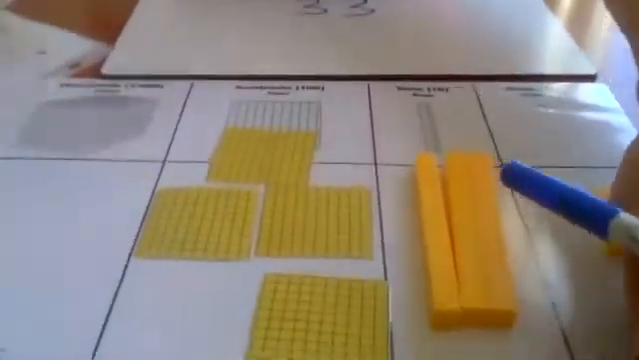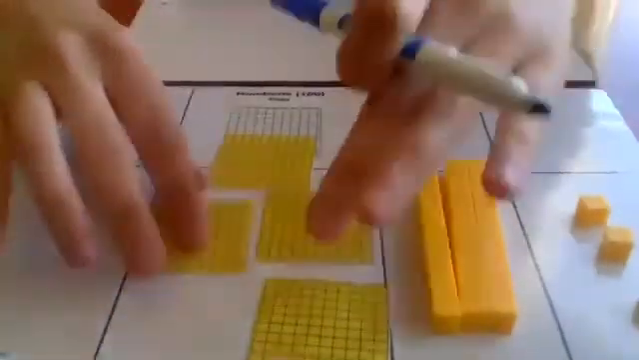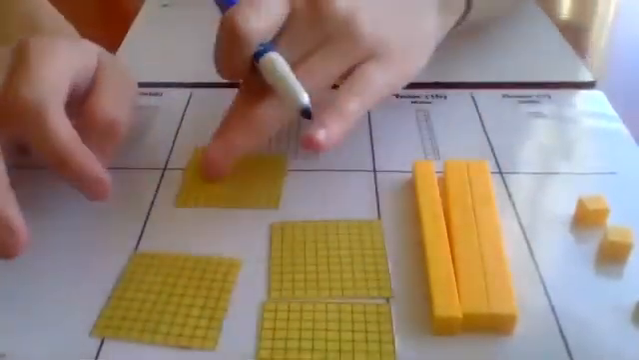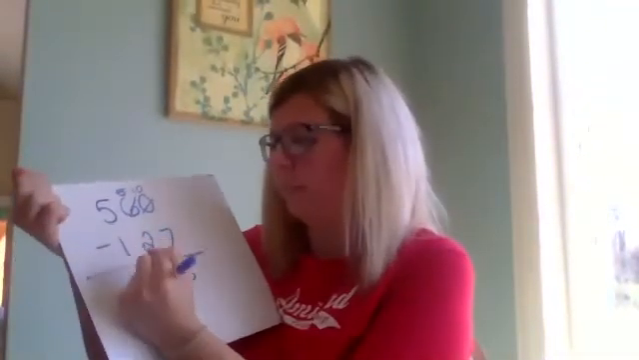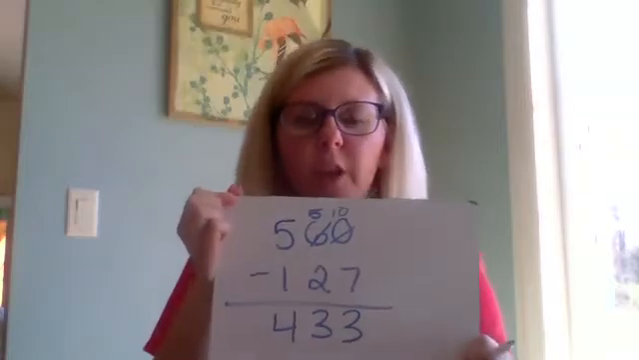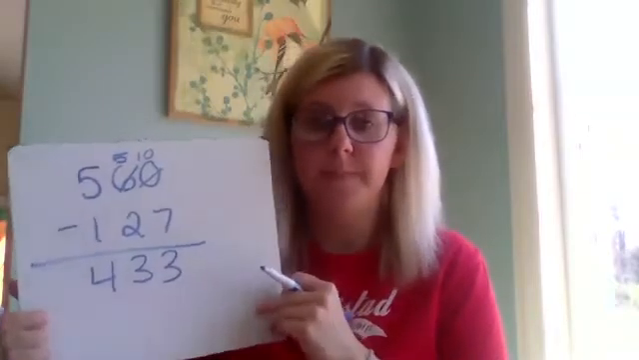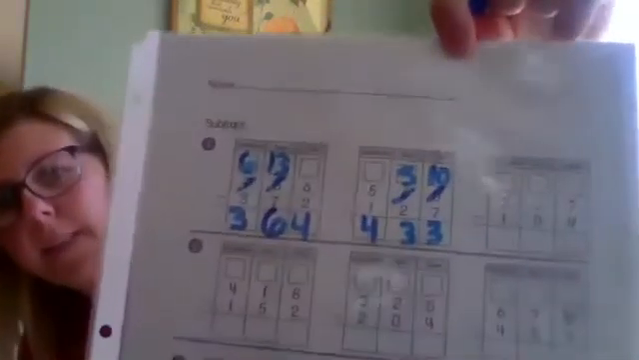Now it says 5 minus 1. So I'm taking 100 away. How many do I have left? 1, 2, 3, 4. 433. That's how many I have. So I'm gonna write that on my page. This is what it should look like.